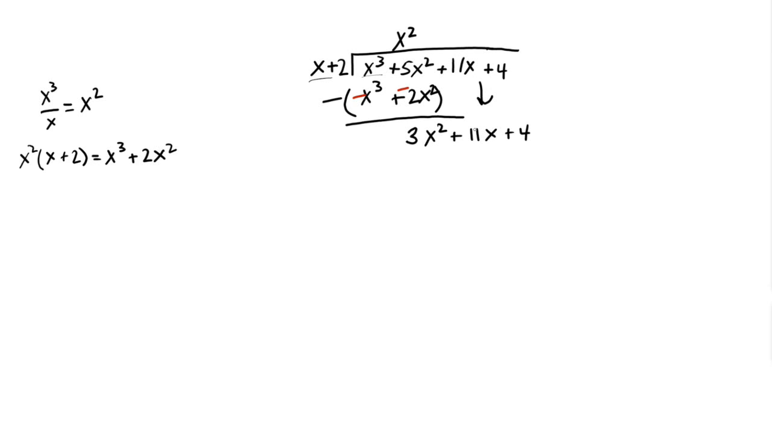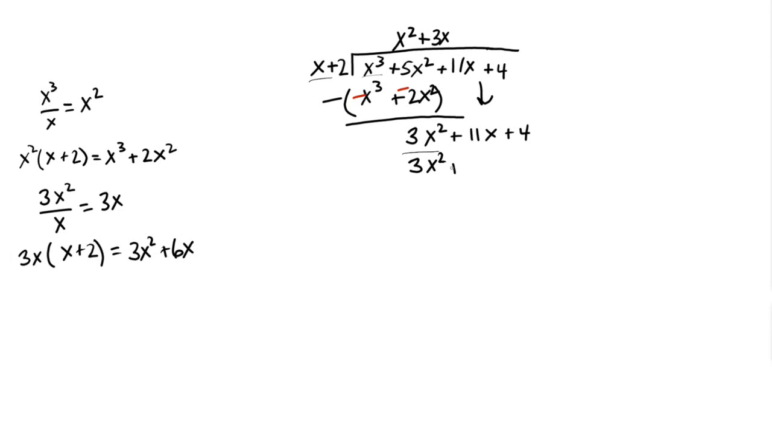And then I just keep repeating the process. So now I have 3x squared, and I'm going to divide that again by x. So I get 3x. It's positive, so I do plus 3x. And then I take 3x and I multiply it by x plus 2. So I get 3x squared plus 6x. So 3x squared plus 6x is what goes here, and I'm going to subtract it.